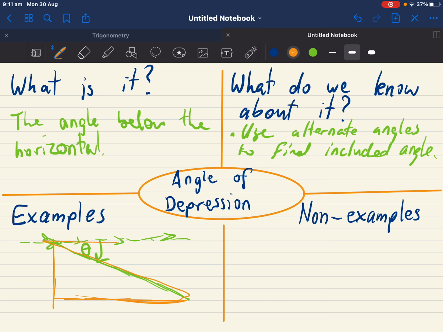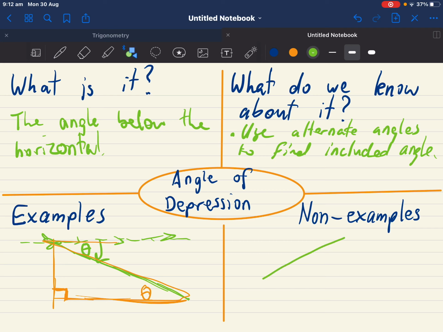But anyway, if we had this angle of depression, Z shape, this angle down here would actually be the same size as it. What's kind of cool about that is we now have an angle that belongs inside the triangle. So if that makes sense. We use alternate angles.